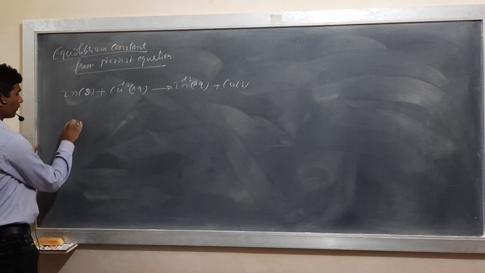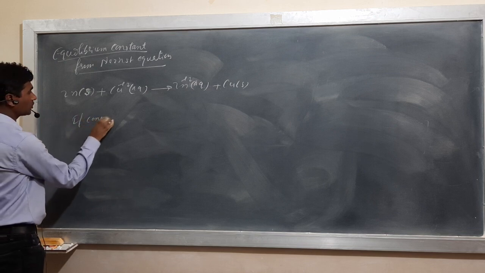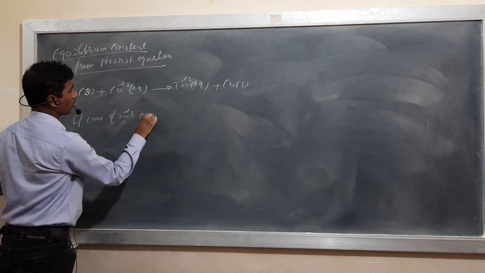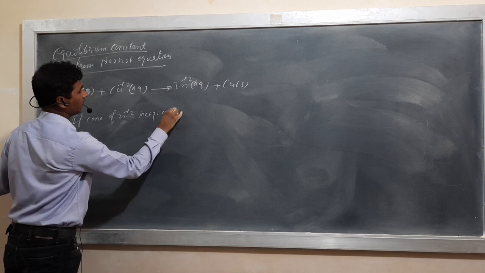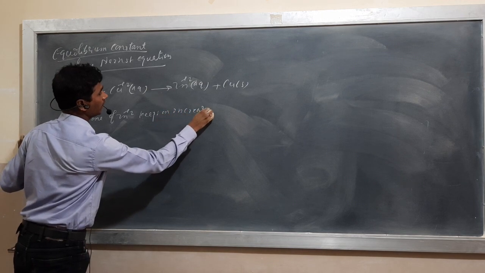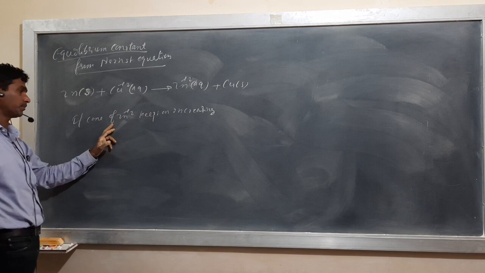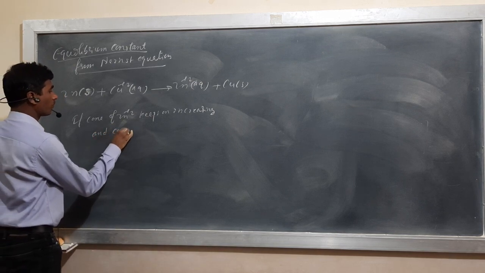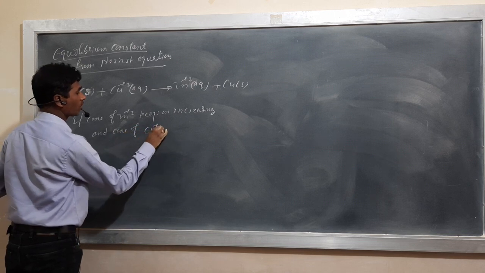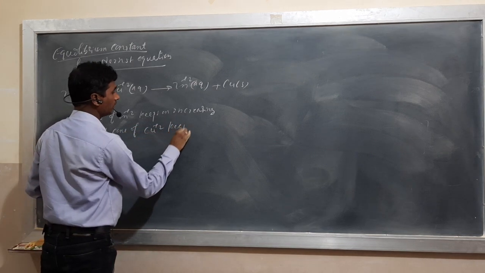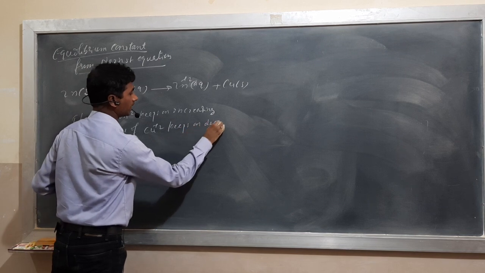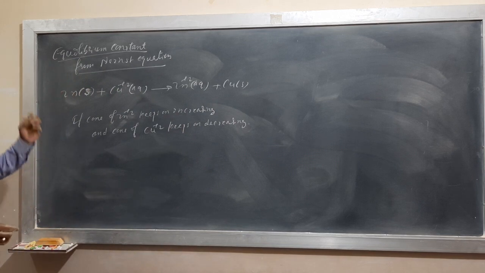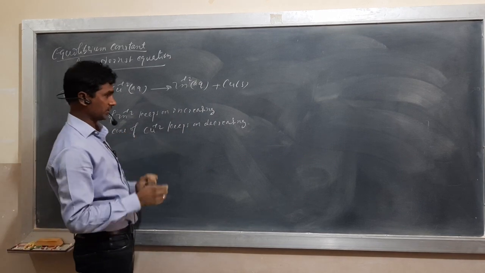The concentration of zinc 2+ keeps on increasing, and the concentration of copper 2+ keeps on decreasing. So if we observe the voltmeter, the cell potential decreases.